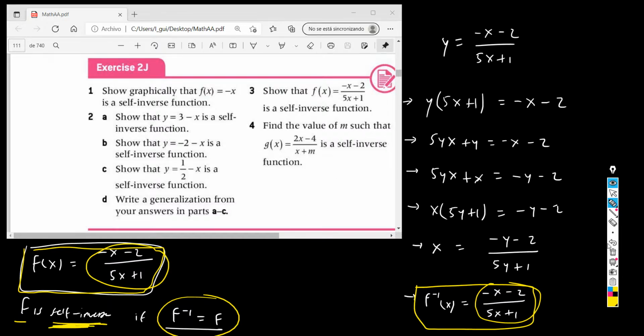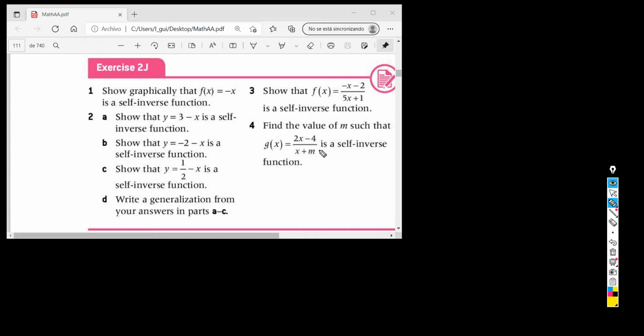And number 4, find the value of m such that g of x equals all of this thing is a self-inverse function. Okay, so let's write g of x equals 2x minus 4 over x plus m. And let's find its inverse. Once again, I'm going to do the same process.